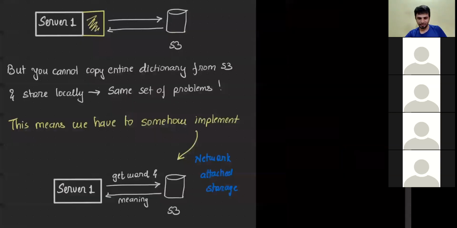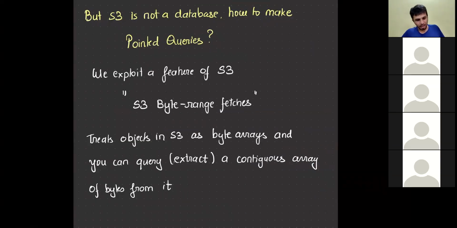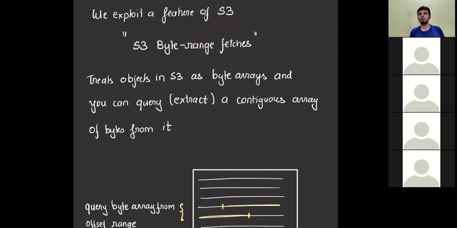Okay, we will come to it. So S3 is not a database. We cannot make pointed queries, but we need support of pointed queries. So how do we do this? Just like any other network attached storage, S3, pick anything. Here I'm just using S3 as a word. This applies to any network attached storage, any disk read, anything.